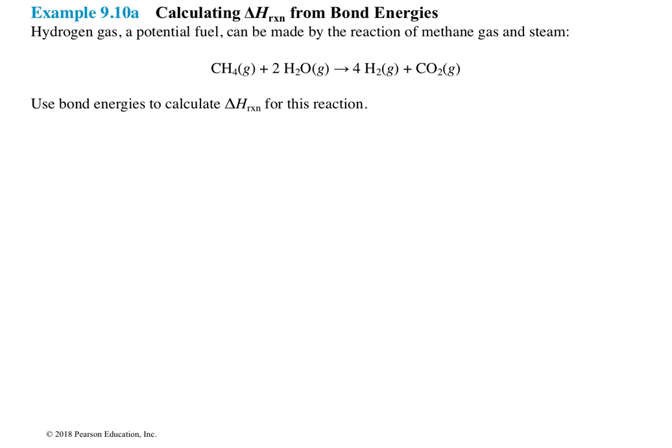I'm going to first start off by writing out my Lewis structures. So I have CH4, and then 2 waters, so I have 2 times water. It looks like this. And then I'm forming 4 HH bonds and then 1 carbon dioxide.